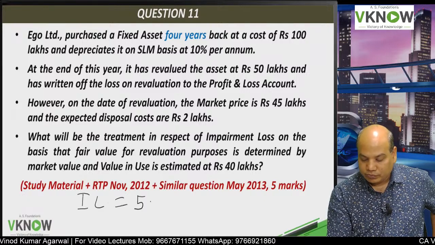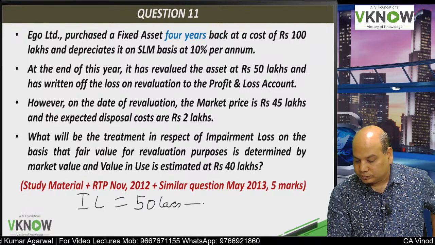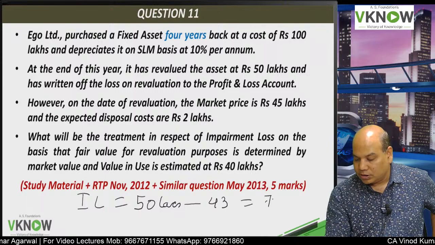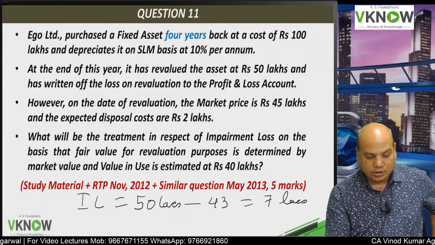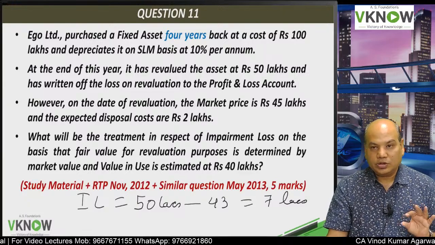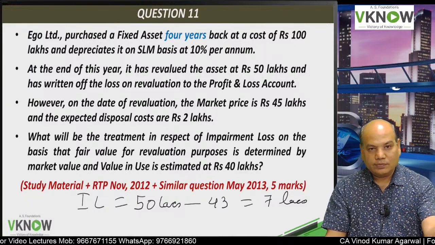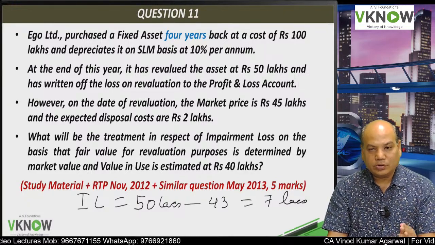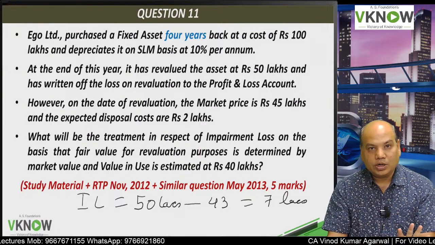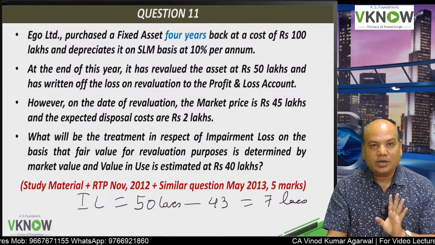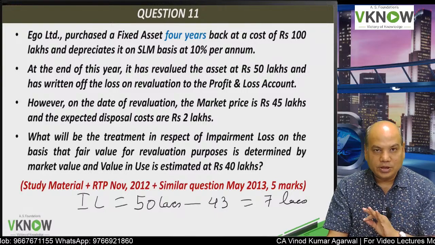impairment loss 50 lakh minus 43 lakh, that is 7 lakh. Now this is a funny question because first you provided revaluation loss. Done, no problem, you can do that. And then you provide impairment loss under AS 28.